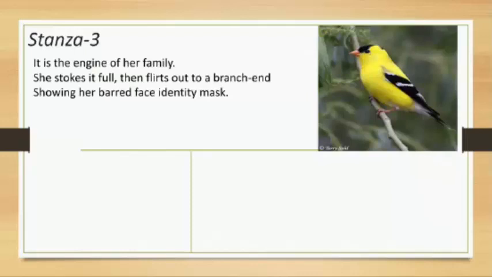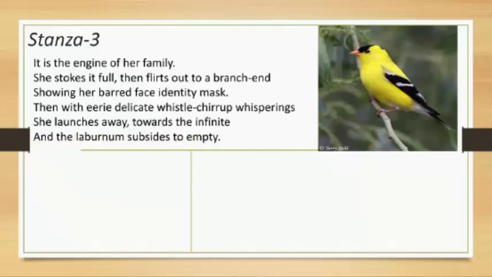It is the engine of her family. She stokes it full, then flirts out to a branch end, showing her barred face identity mask. Then with eerie delicate whistle, chirrup whisperings, she launches away towards the infinite, and the laburnum subsides to empty.